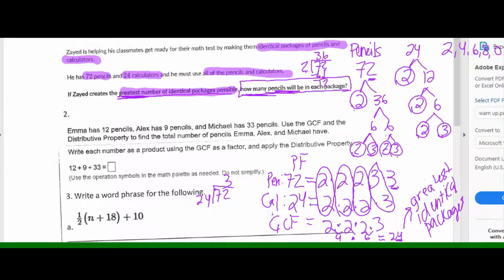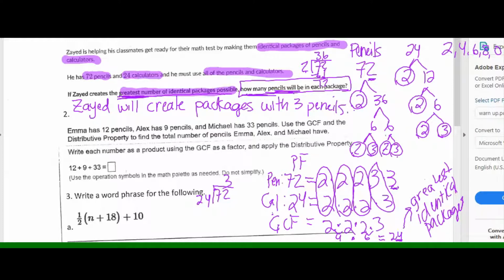How many calculators will you have in each package? Since we don't have a number left over, once we factor out 24, we're going to have 1 calculator in each package. So the answer is: Zaid will create packages with 3 pencils. And that's the final answer.